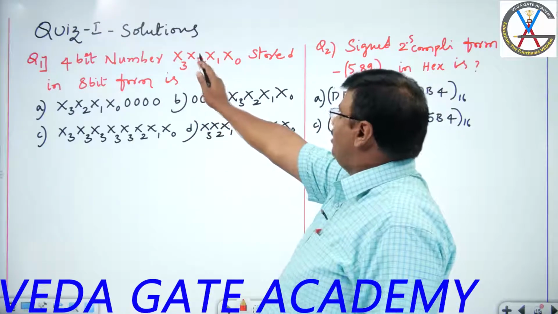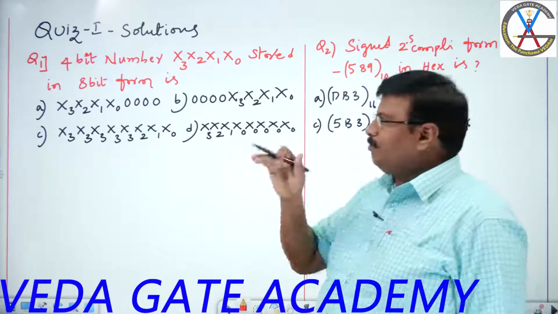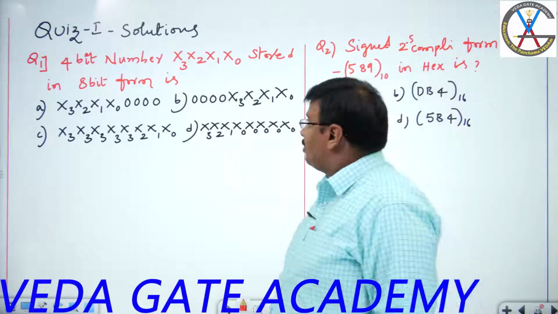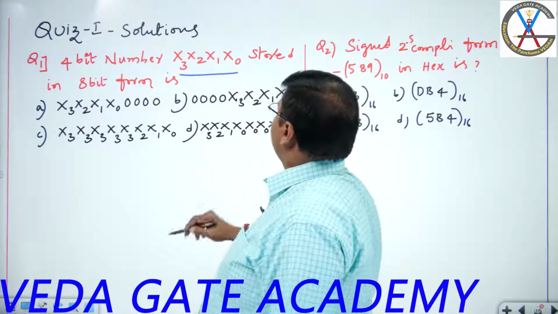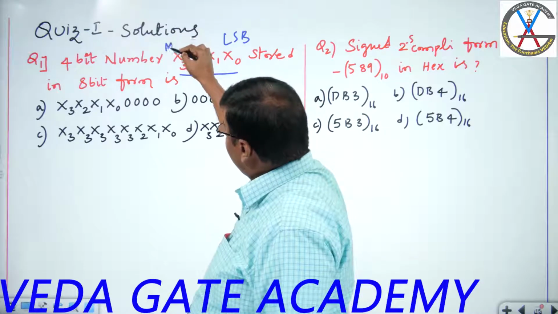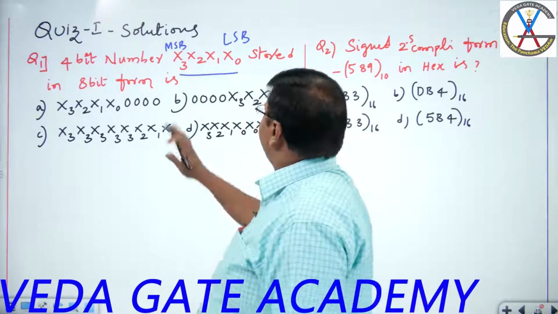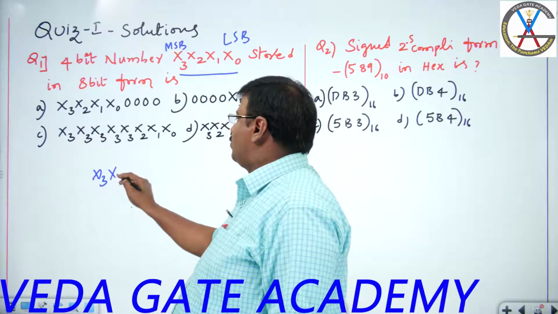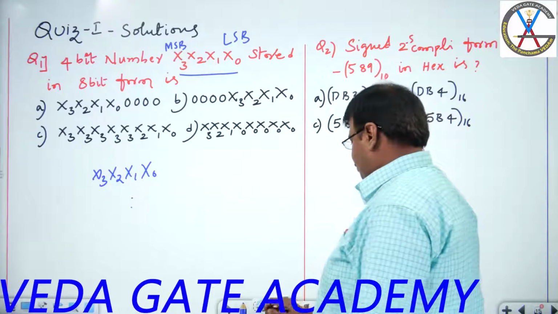A 4-bit number x3, x2, x1, x0 stored in 8-bit form is, if I store a 4-bit number in 8-bit form, how does it look? That's the question. My 4-bit number is this. LSB is x0, MSB is x3. Correct? So the question is x3, x2, x1, x0, but I want to store this in 8-bit form.